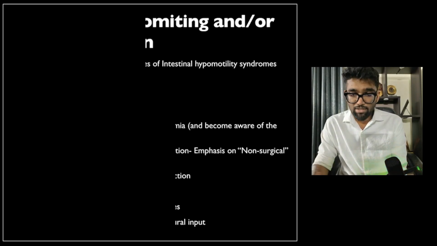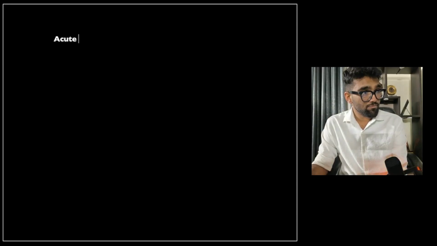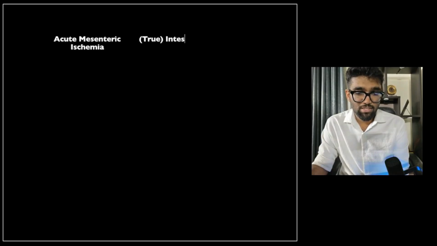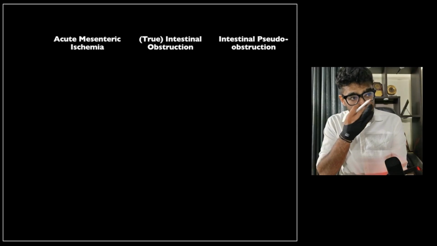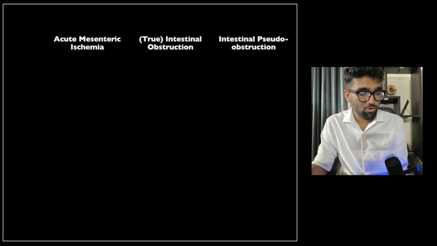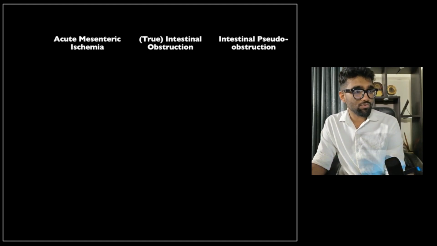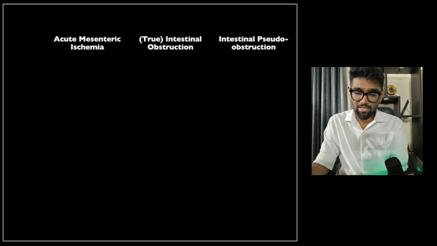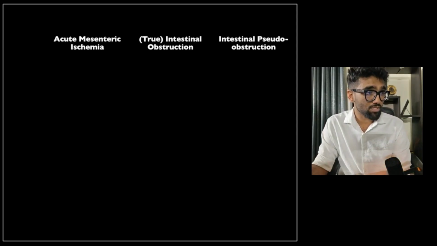So, getting right into it, the first step will be to differentiate between these three entities, that is acute mesenteric ischemia, true intestinal obstruction, and intestinal pseudo obstruction. Now, why I approach this in this way is because of something very simple actually. Vasculitic acute mesenteric ischemia, especially in patients with SLE, often gets confused with pseudo obstruction in SLE, due to intestinal pseudo obstruction in SLE.